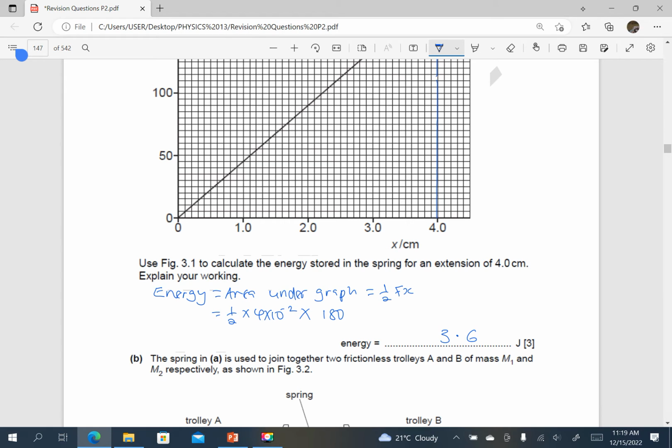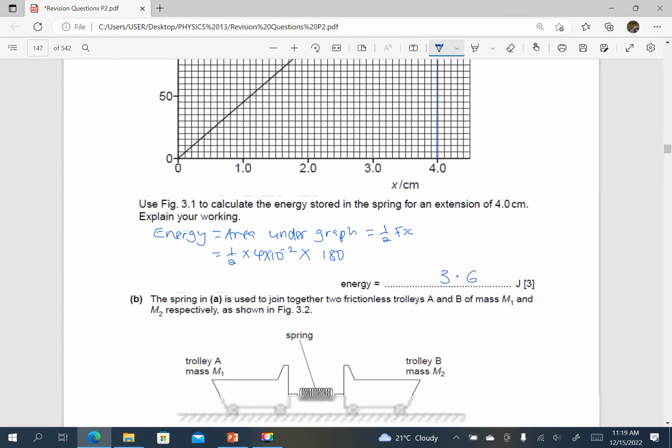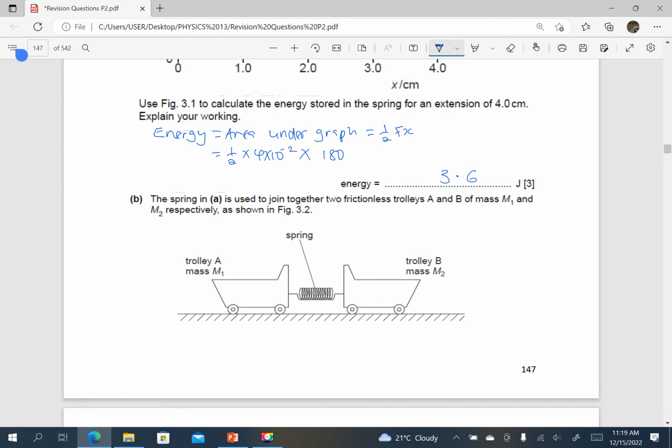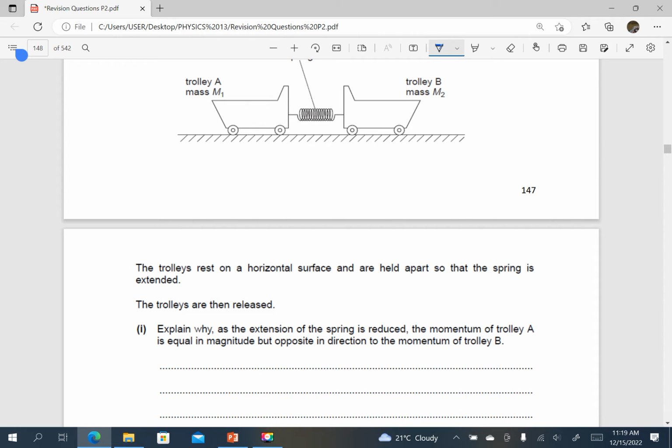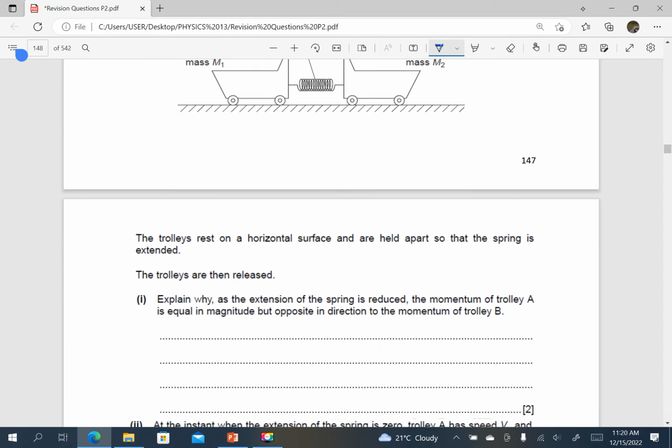The spring in A is used to join together two frictionless trolleys A and B of mass M1 and M2 respectively, as shown here. The trolleys rest on a horizontal surface and are held apart so that the spring is extended. The trolleys are then released. Explain why, as the extension of the spring is reduced, the momentum of trolley A is equal in magnitude but opposite in direction to the momentum of trolley B.